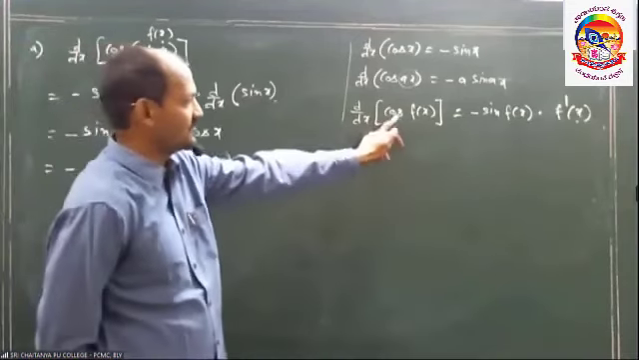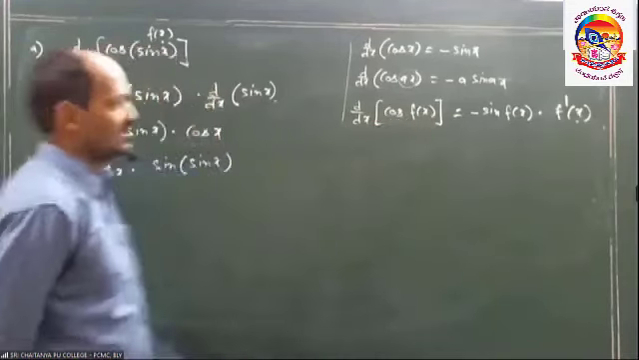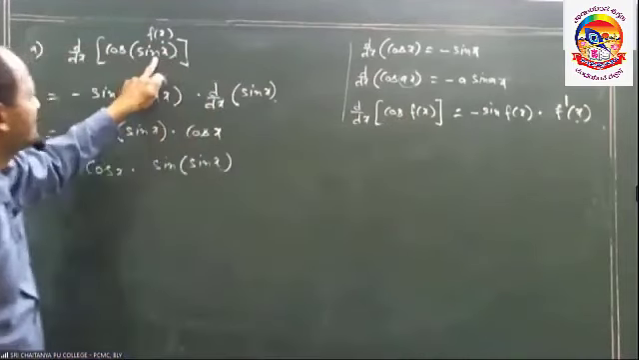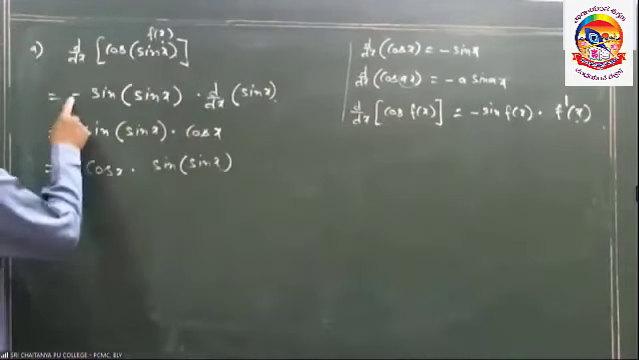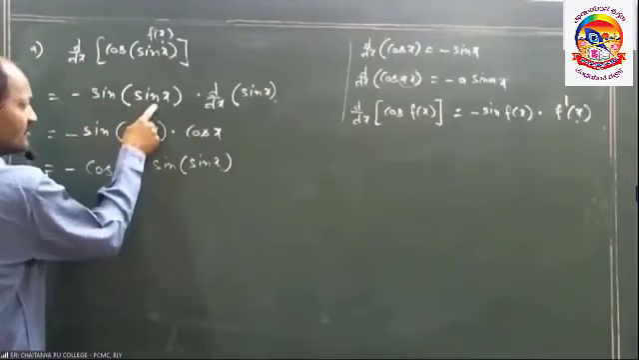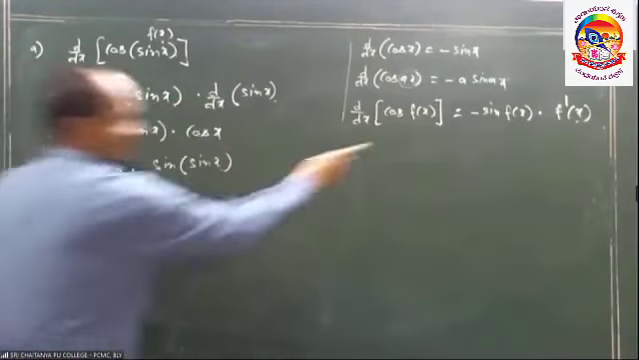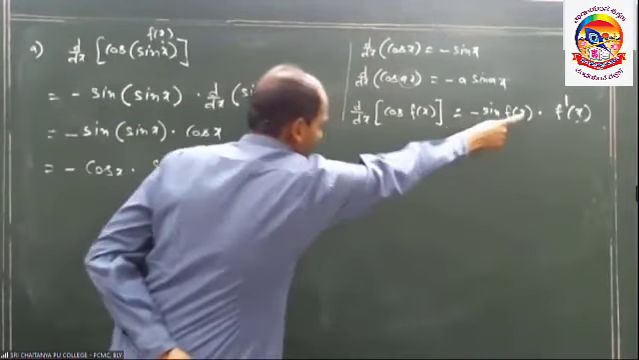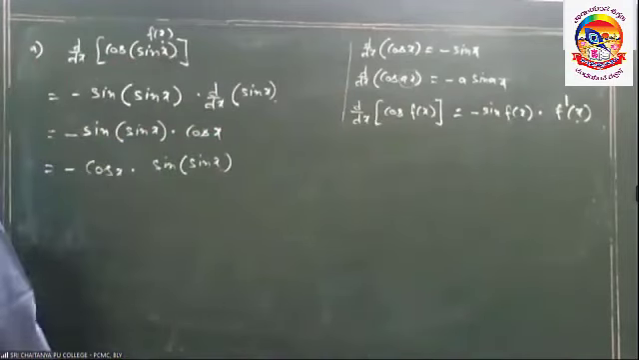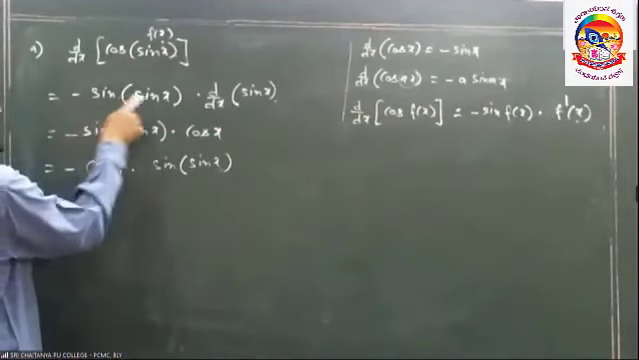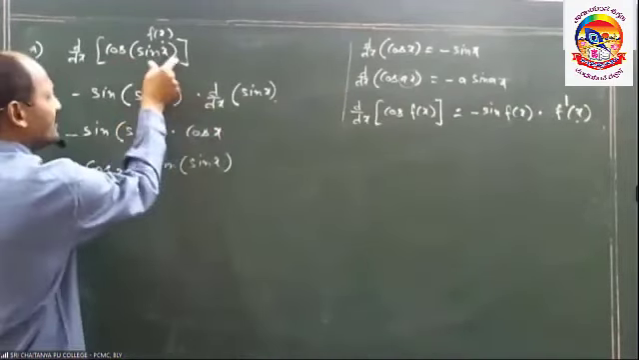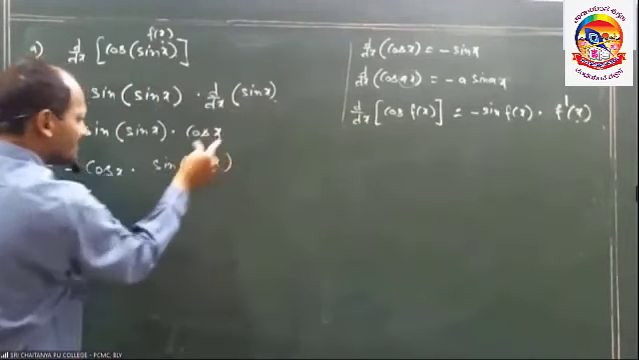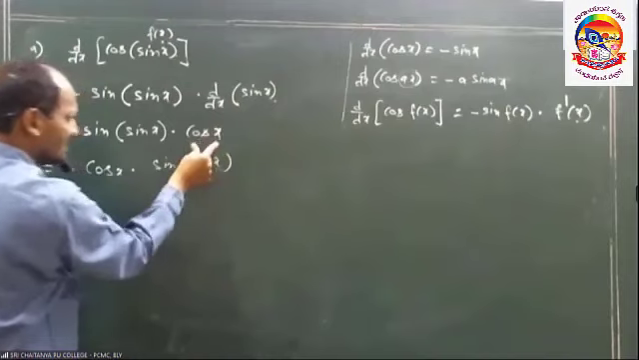So in this cos f of x form, here f of x means sin x. The formula is minus sin of f of x into f dash of x. So minus sin of sin x into the derivative of sin x. The derivative of sin x is cos x.